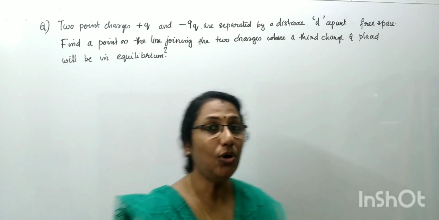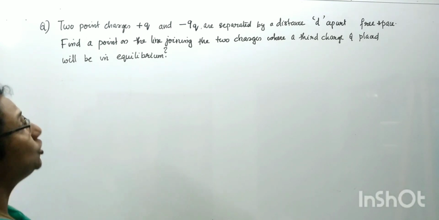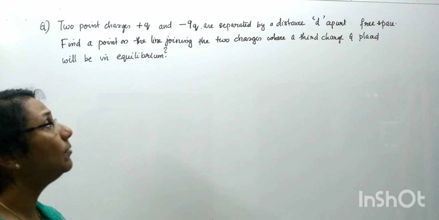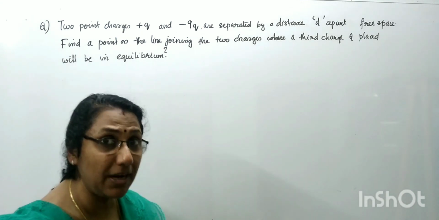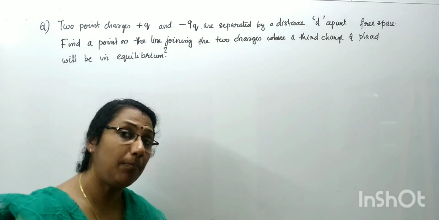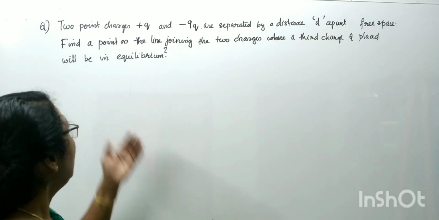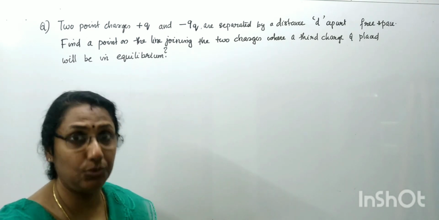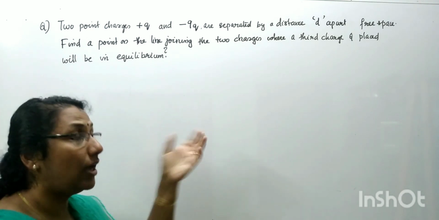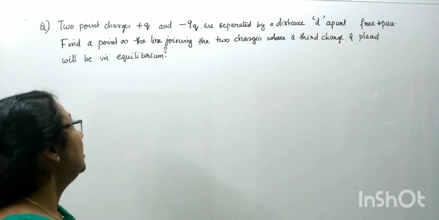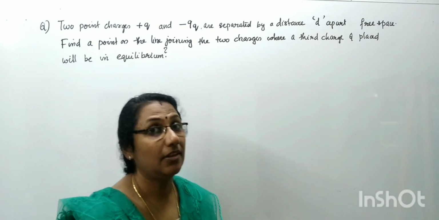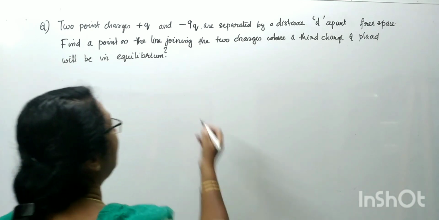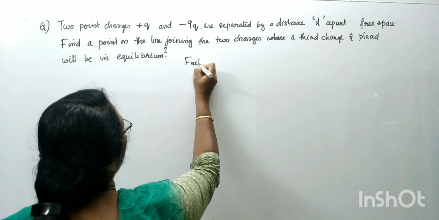Okay, so the question given is that two point charges +q and -9q are separated by a distance of d apart in free space. Find a point on the line joining the two charges where a third charge capital Q placed will be in equilibrium. Equilibrium means the net force acting on the system will be zero.